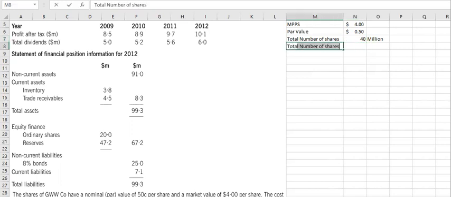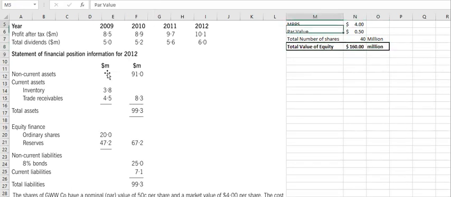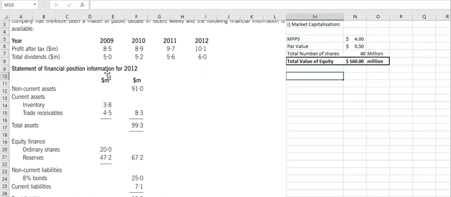Now the total value of the company, or we can say total value of equity or the market capitalization, whatever you call it, will be the total number of shares into the market price per share. There are total 40 million shares in issue, and each share is being traded at $4 per share. So the total value will be $160 million. That's the total market capitalization or total value of equity of the company. So this is the first part of the question.